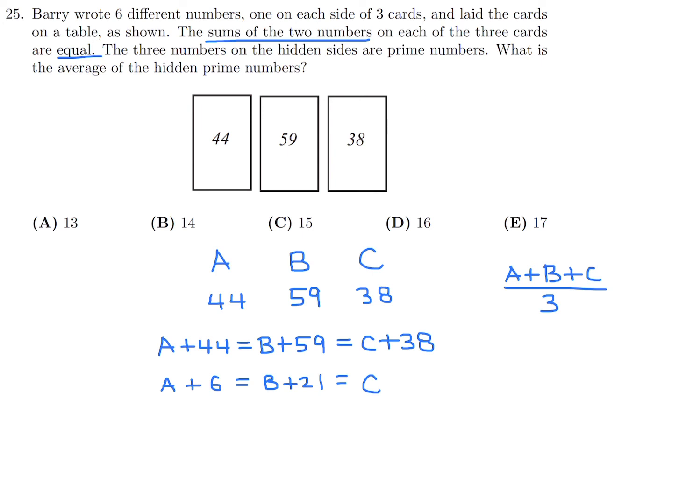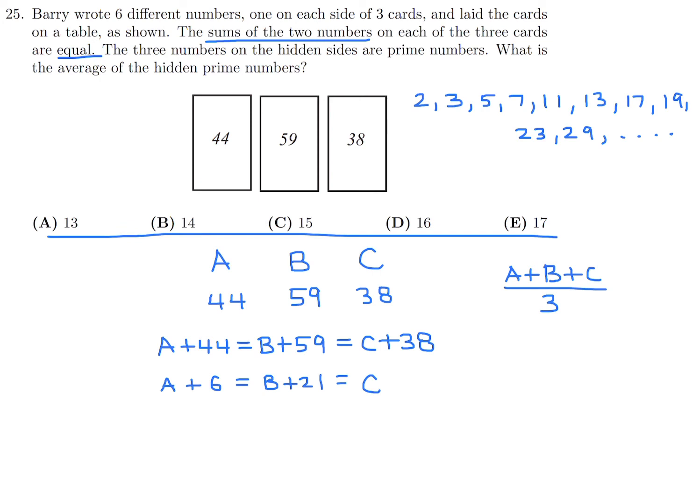All right, now A, B, and C are prime numbers. So let's list some prime numbers, starting with 2, which is the smallest one, 3, 5, 7, 11, 13, 17, 19, 23, 29, and I think that should be good enough because the average of these 3 is pretty small, so I don't think I need to go too high. All right, now we've got to figure out through trial and error what A, B, and C can be. A, B, and C are prime numbers.